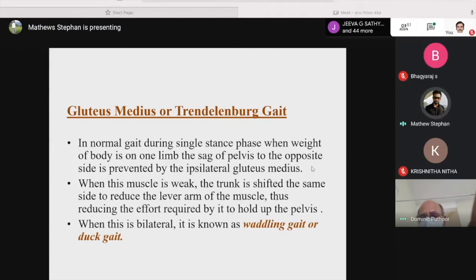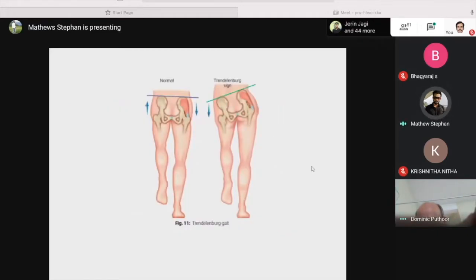When this is bilateral, it is known as waddling gait or duck gait. If the gluteus medius weakness is on both sides, the patient will walk with a duck gait or waddling gait. Here in the image, we can see the normal side.